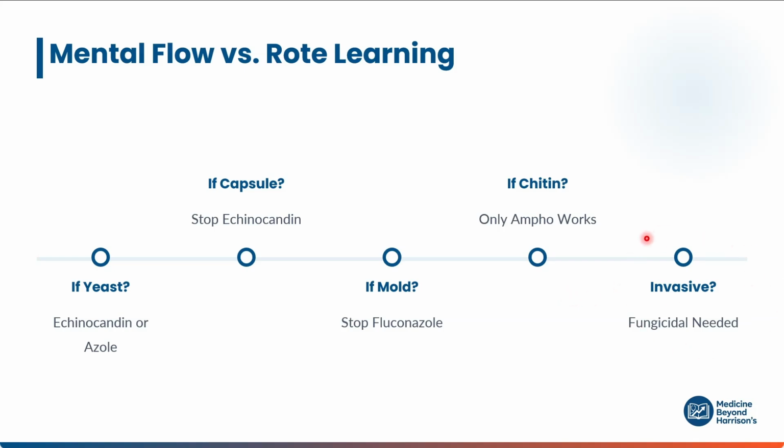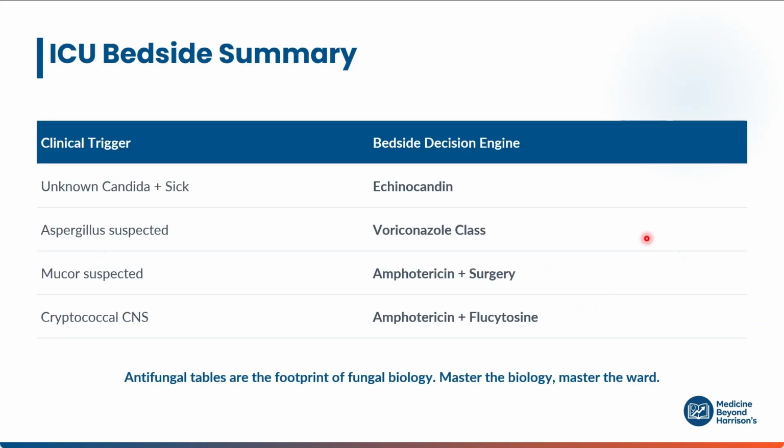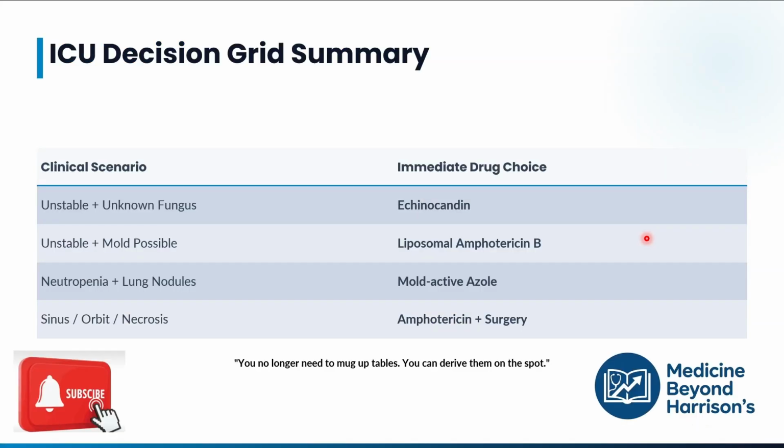If it is invasive, fungicidal therapy is often necessary. ICU bedside therapy: unknown Candida in a sick patient, go for echinocandin. Aspergillus suspected, go for the voriconazole class. When Mucor is suspected, go for amphotericin and surgery, as we have already discussed. Cryptococcal CNS infection, amphotericin plus flucytosine. Antifungal tables are the footprints of fungal biology. Master this biology, master the world of antifungal therapy.